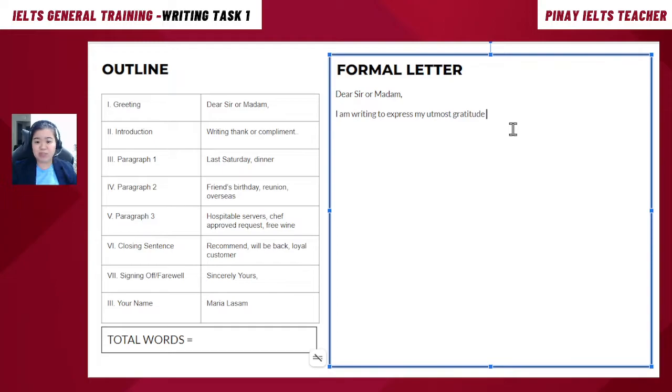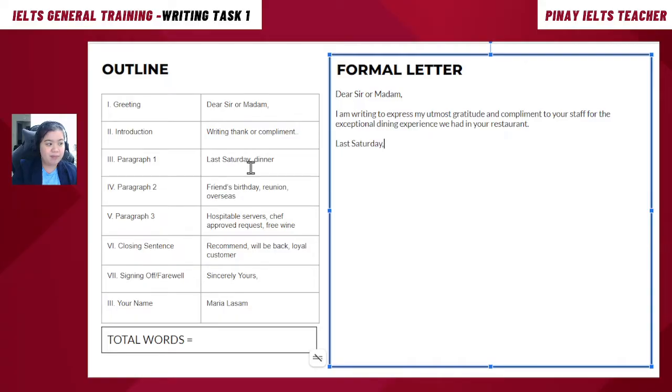I'm writing to express my utmost gratitude and compliment to your staff for the exceptional dining experience we had in your restaurant. All right? So that is my introduction. That says exactly the reason for writing a letter. Now, let's go to paragraph 1. I'm going to talk about, describing my visit to that restaurant.